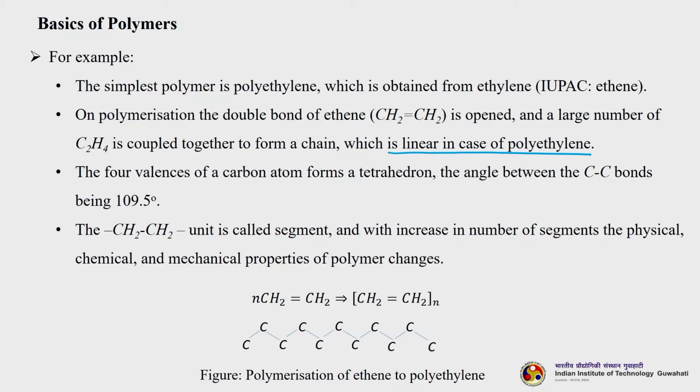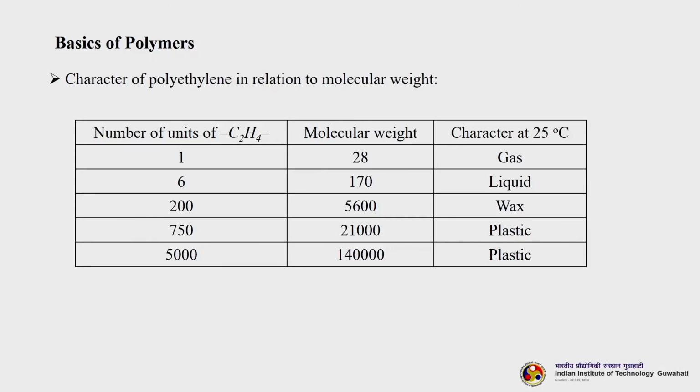The CH2 unit is called the segment, and with an increase in the number of segments, the physical, chemical and mechanical properties of the polymer change. So, when we increase the number of segments, the properties of the polymer change. We will see how. Let us see this example of polyethylene.